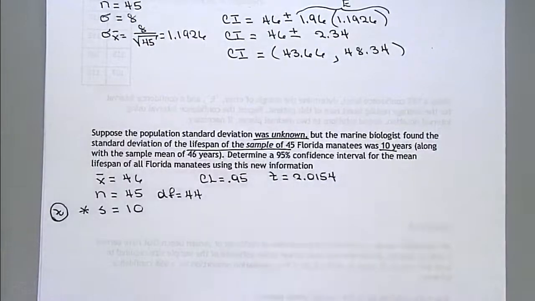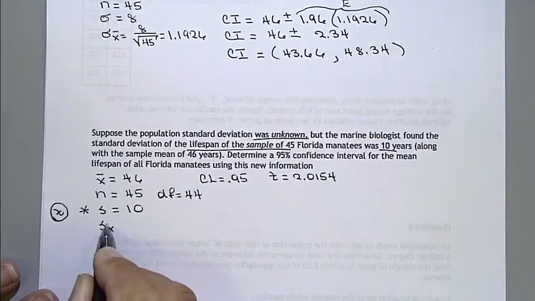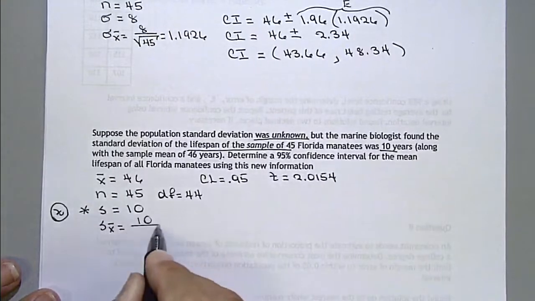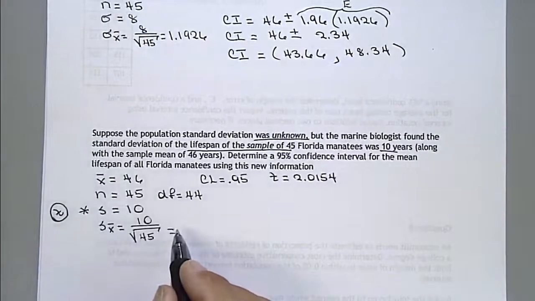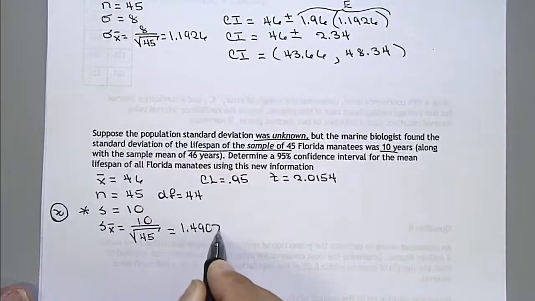Now I know everything I need to know. Well, one thing I don't know. I still have to adjust the standard deviation. I take 10, I divide it by the square root of my sample size, which was 45, right? And 10 divided by the square root of 45, I do that one right? 1.4907. Okay?